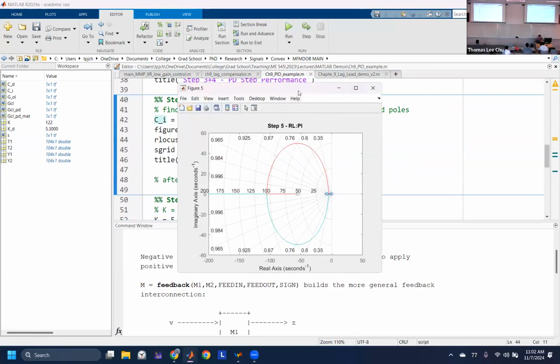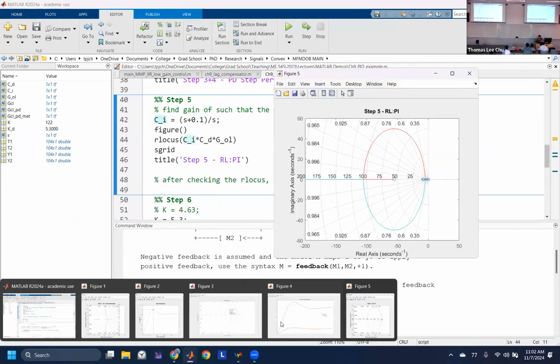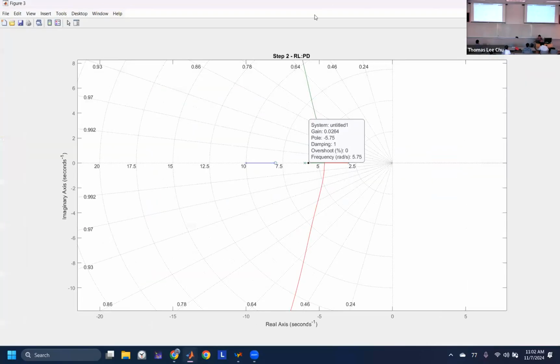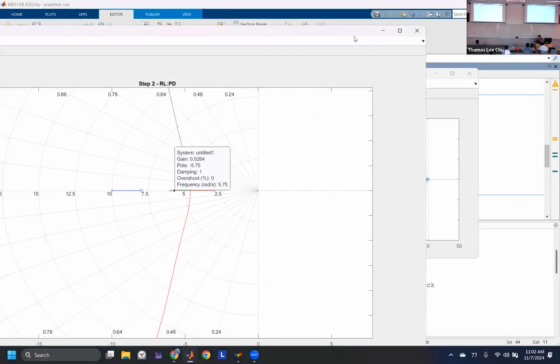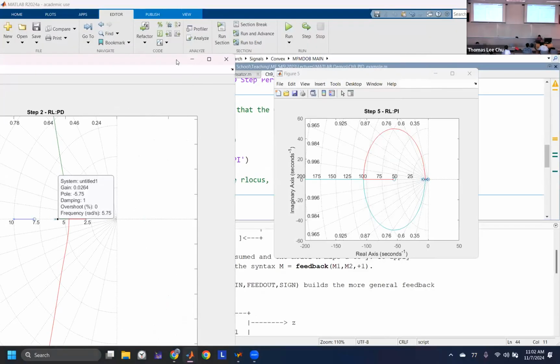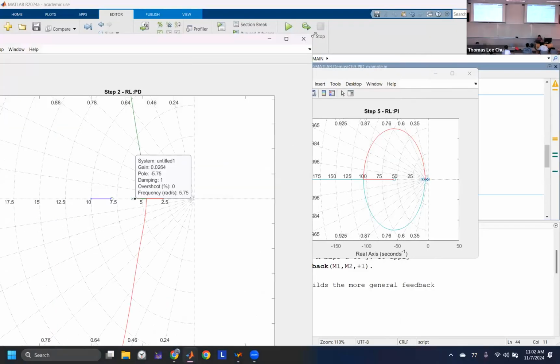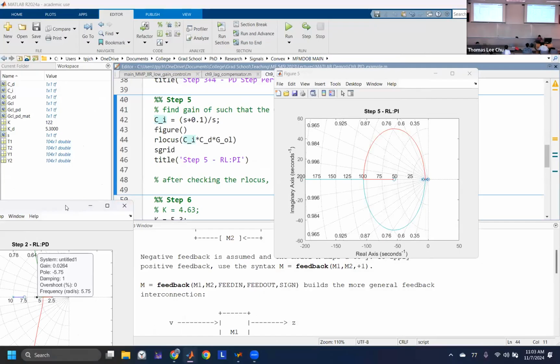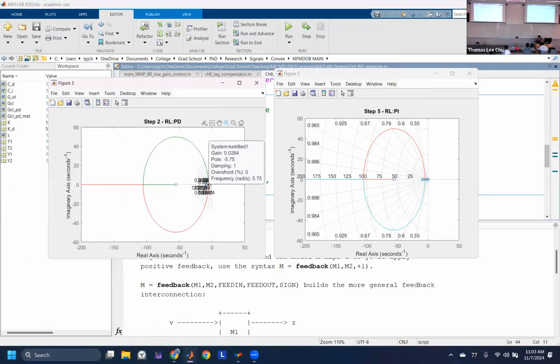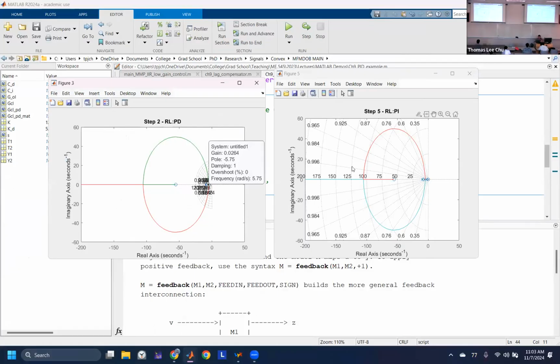And if you actually look here, this is the PI compensator, and we compare it to that. Yeah, they look very similar. Similar in shape. The grid's kind of messed up. That's okay.